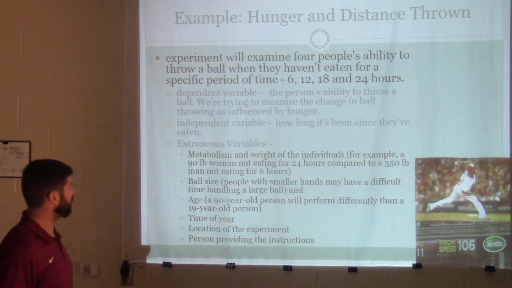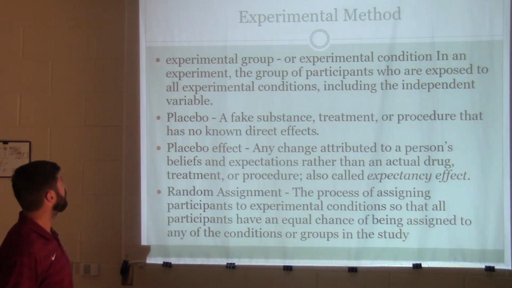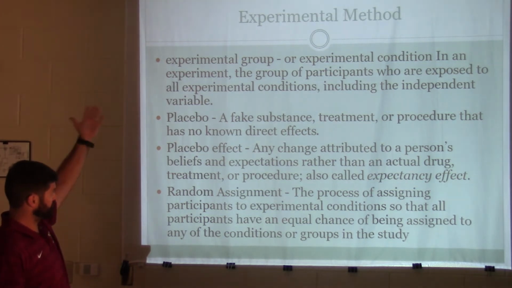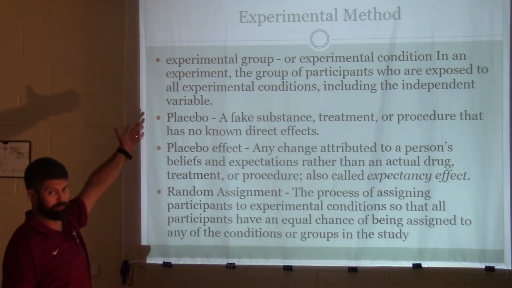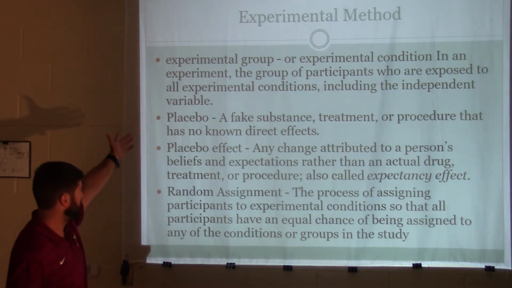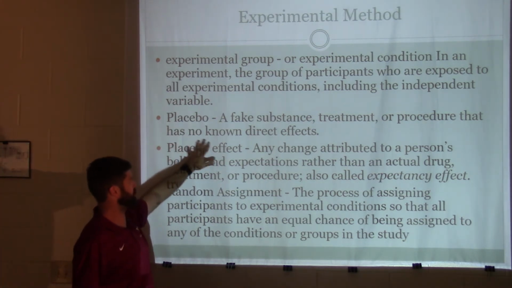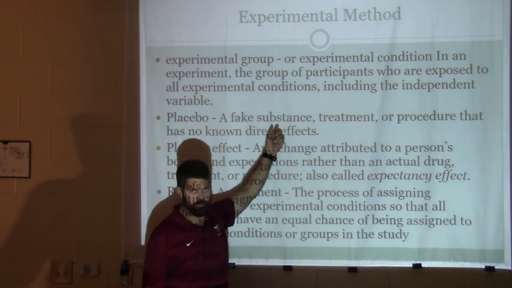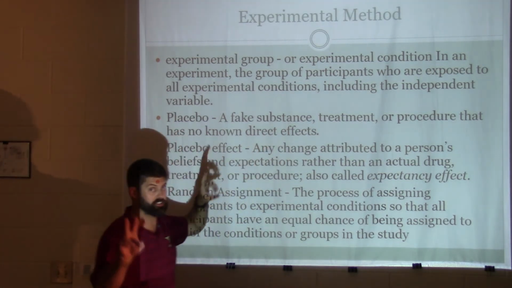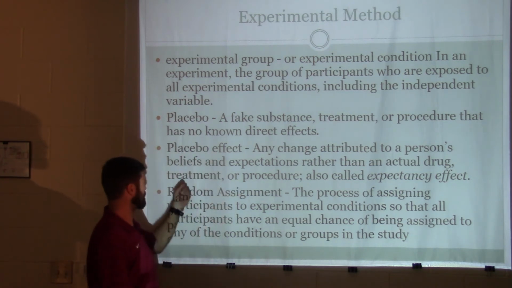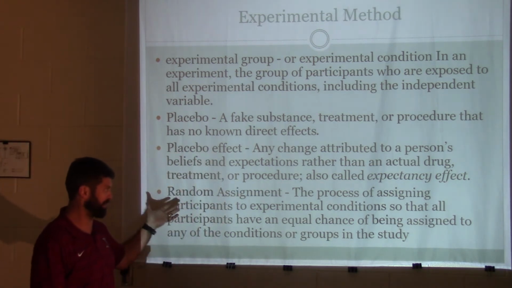All right, here we go. Experimental method, you got the experimental group. Those are the people who get the independent variable, right? The placebo is a fake substance, treatment, or procedure that has no known direct effects. This can be given to the control group or the placebo control group. Placebo effect, any change attributed to a person's beliefs and expectations rather than an actual drug.